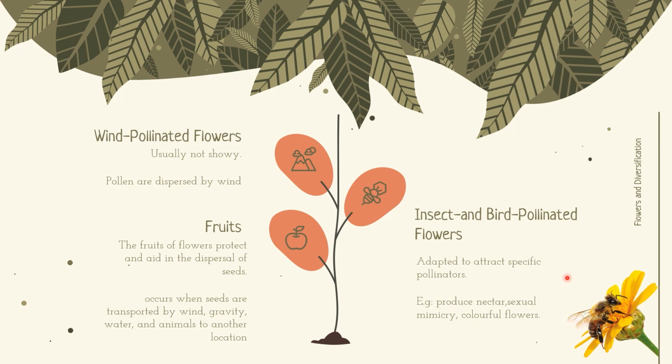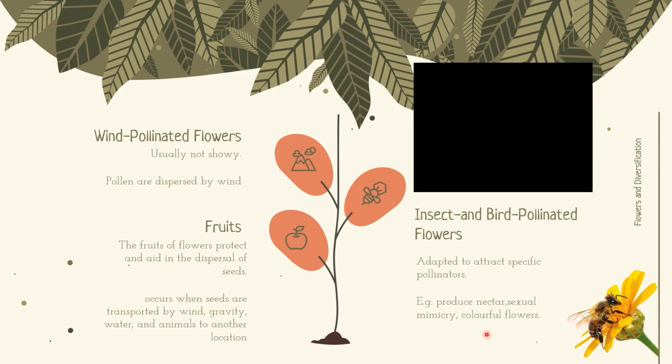Other than producing nectar and having colorful petals, insect and bird pollinated flowers also do sexual mimicry to attract insects. They will imitate the shape or look of a female insect in order to attract the male insect to the flower. When the male insect comes to the flower, the pollen of the flower will attach to the body of the insect. And when the insect is frustrated that the flower is actually not a female insect, it will fly to another flower and bring the pollen attached to its body to the other flower.